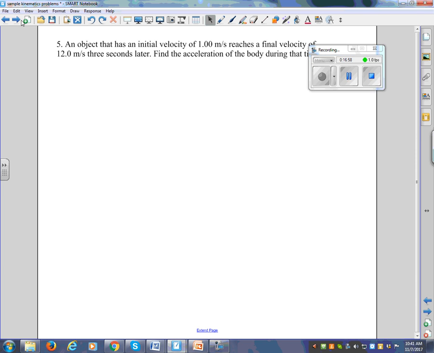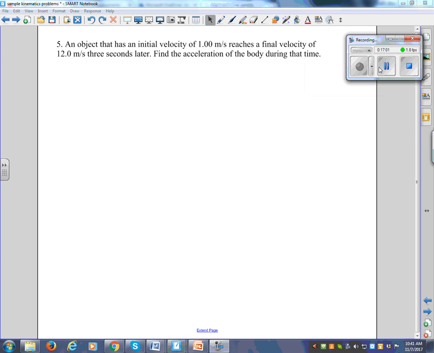Would you like to try one on your own? Say yes. An object has an initial velocity of 1 meter per second, reaches the final velocity of 12, 3 seconds later. Oh, look at this. They made a little trick there. They put the word "three" instead of the number 3. Watch for stuff like that. Find the acceleration of the body during that time.